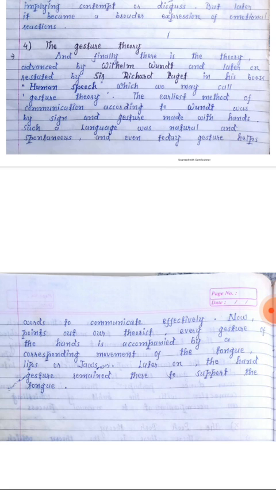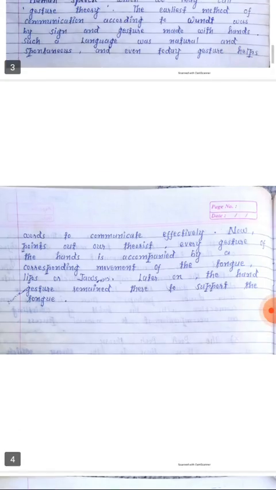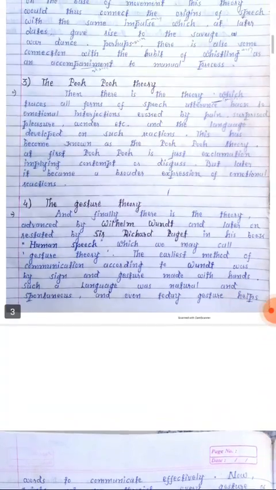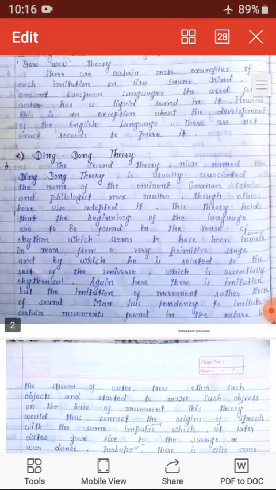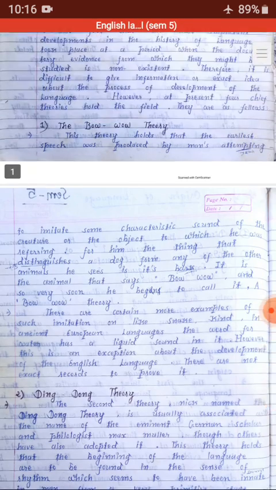Now, Paget points out that every gesture of the hand is accompanied by a corresponding movement of the tongue, lips, and jaw. Later on, the hand gestures remained there to support the tongue. So that was the history, the origin of the English language, that we tried to see here.